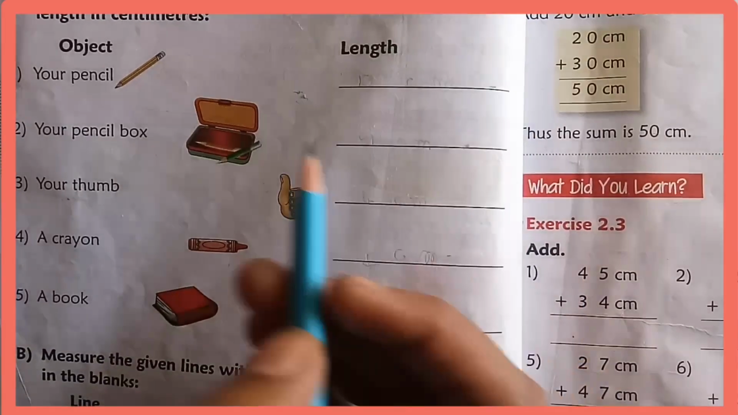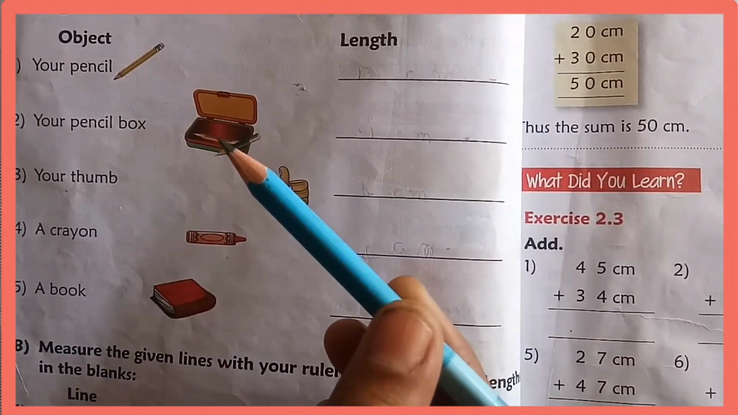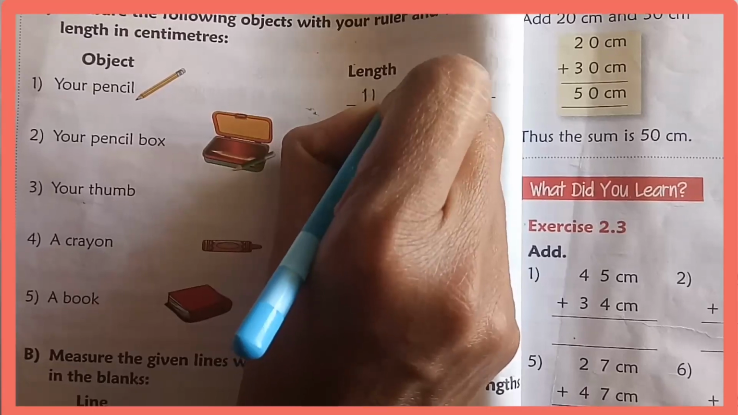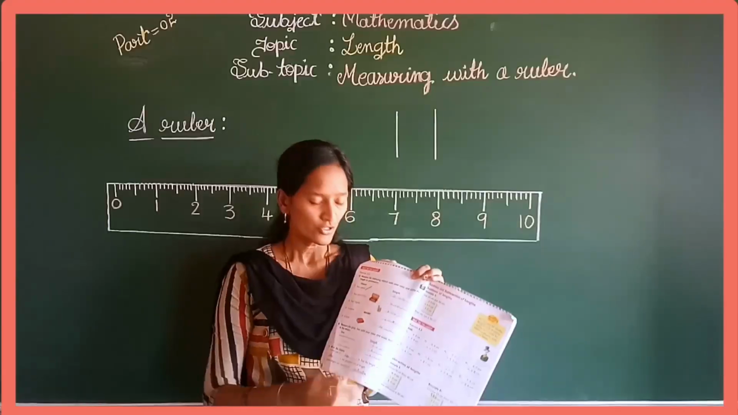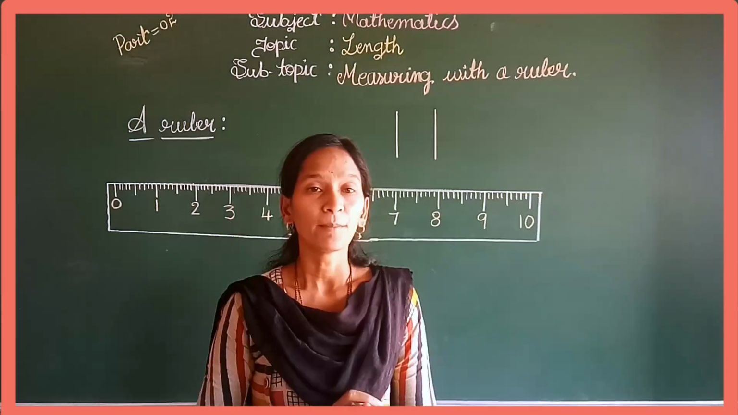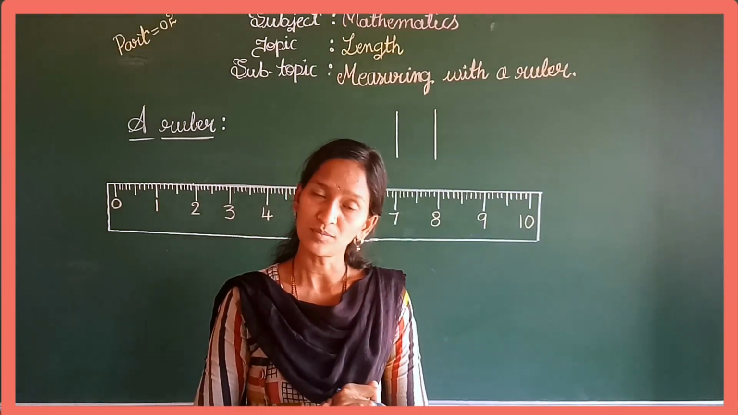Okay students, already we measured the length of this pencil, right? So it is 11 centimeters. Write down here 11 centimeters, right? Now come to the second one, your pencil box. By using a ruler, you have to measure the length of the pencil box.